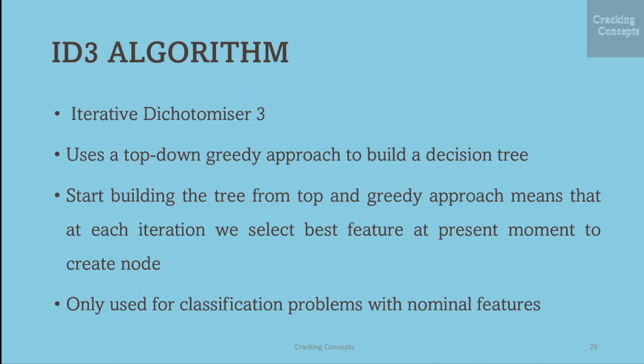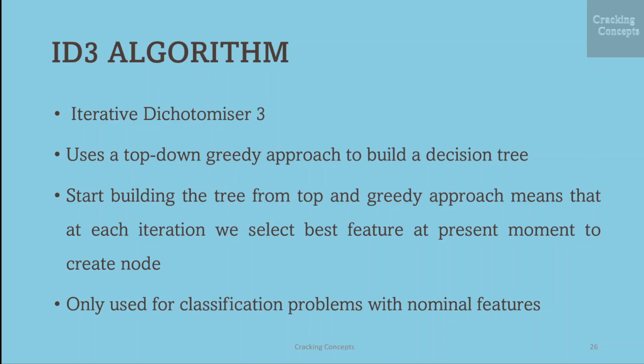Now let us look into the ID3 algorithm. ID3 stands for iterative dichotomizer 3 and is named such because the algorithm iteratively or repeatedly dichotomizes or divides the features into two or more groups at each step. It uses a top-down greedy approach to build a decision tree.